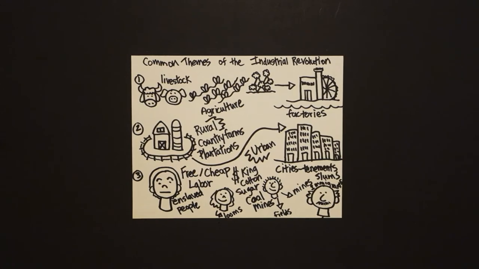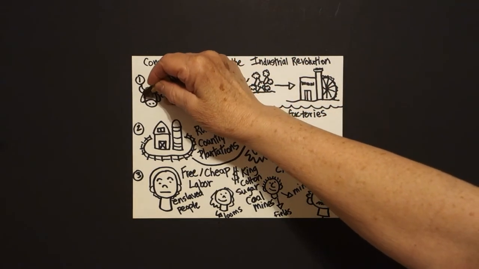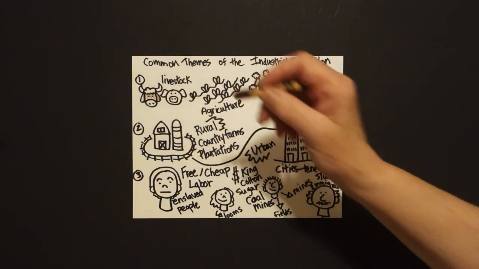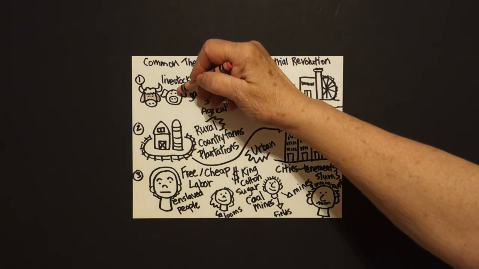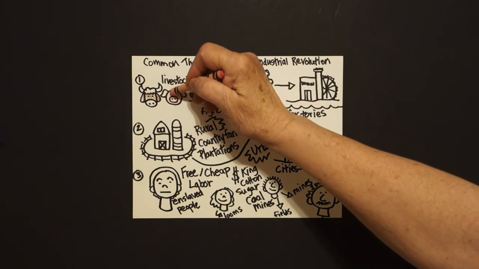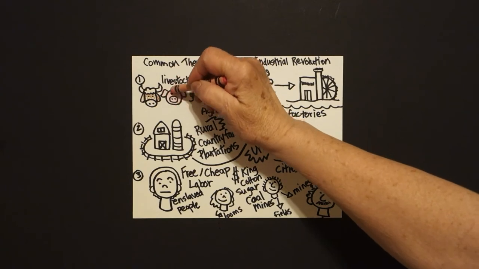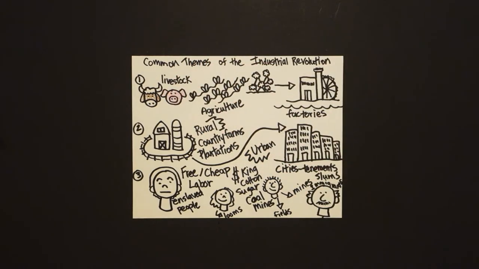Okay, I'm going to take my brown and I'm going to do my cow. Okay, so that's my cow. Then I'm going to take my pink and do my pig. Now these are family farm animals. This isn't the big slaughterhouses. Those come later. This is just, I have a pig, I have a cow, I take care of my family.